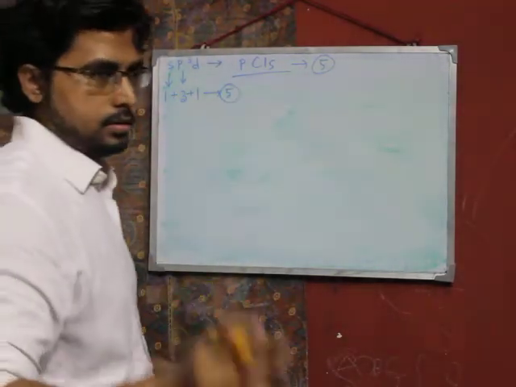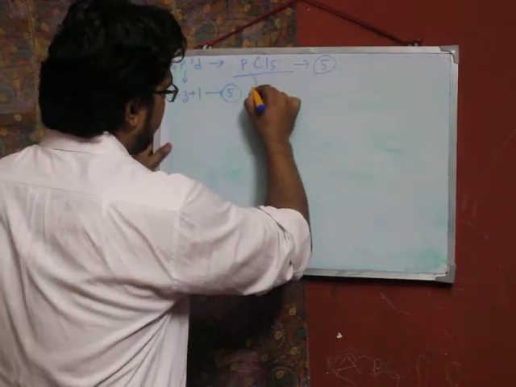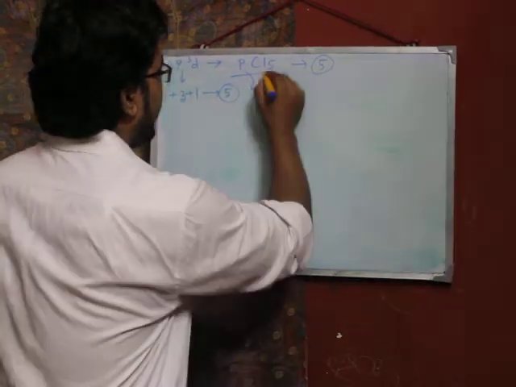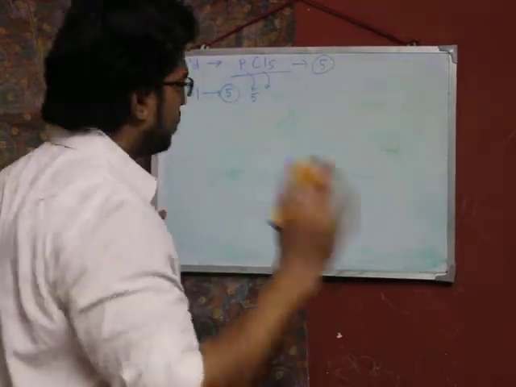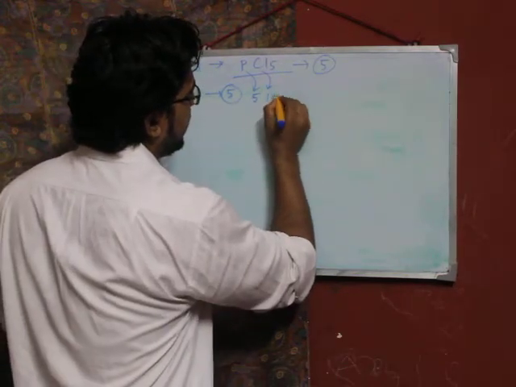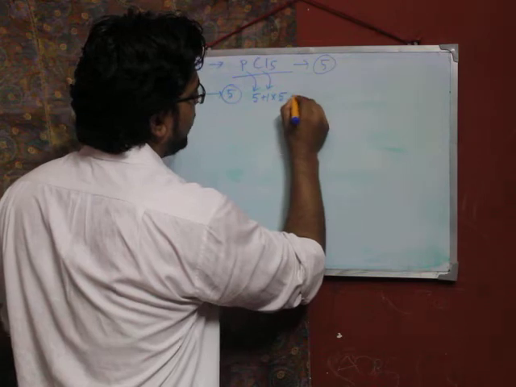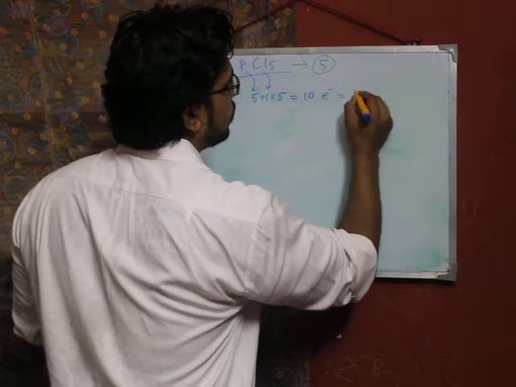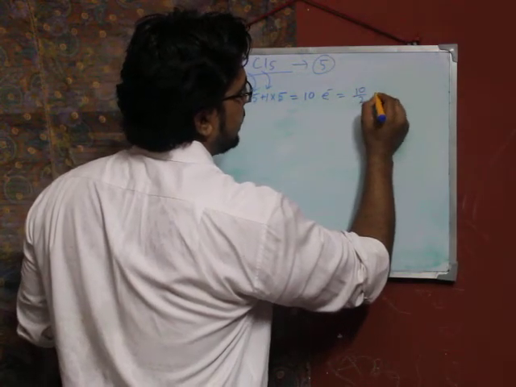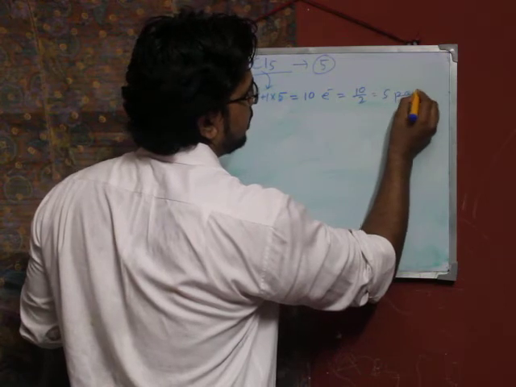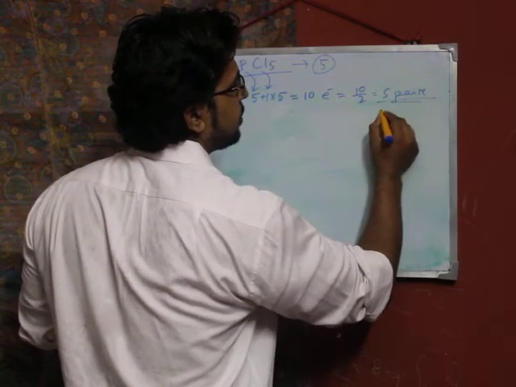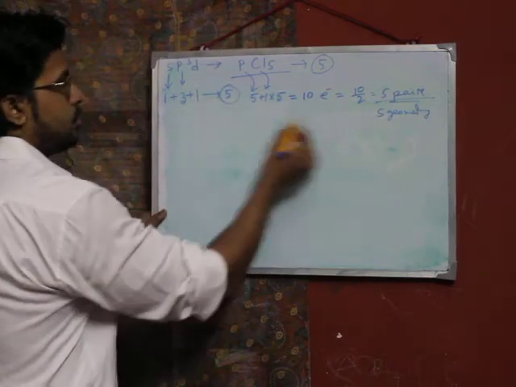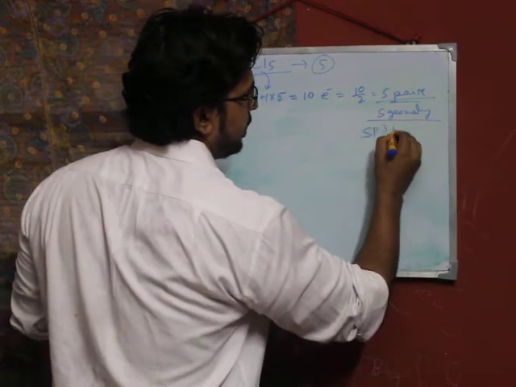Now this is a very easy calculation. The central atom phosphorus donates 5 electrons and the 5 chlorine atoms give 1 electron each. So total electrons become 10. 10 electrons equals 10 divided by 2, that is 5 pairs. 5 pairs means 5 geometry. And 5 geometry means sp3d.